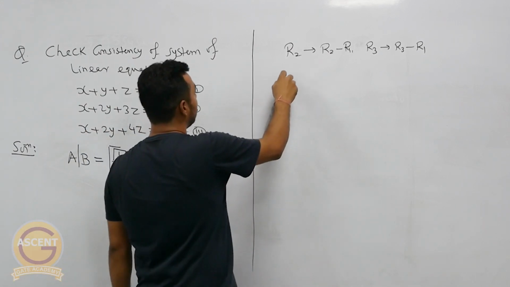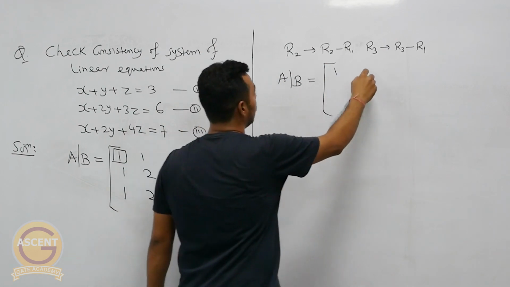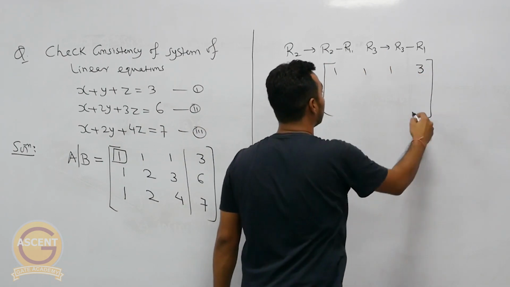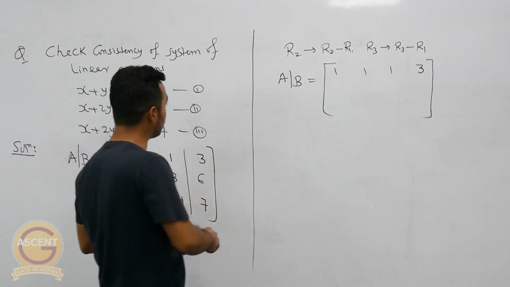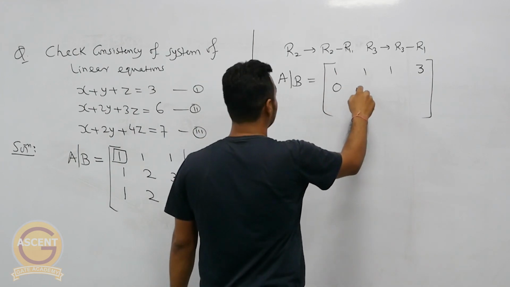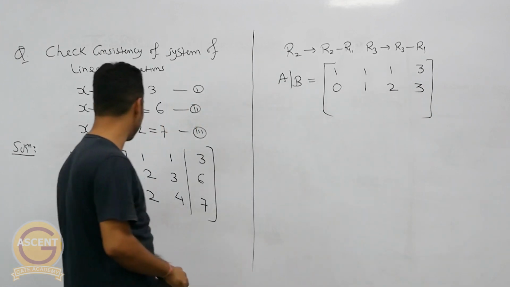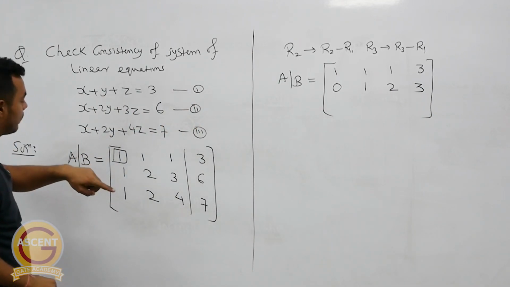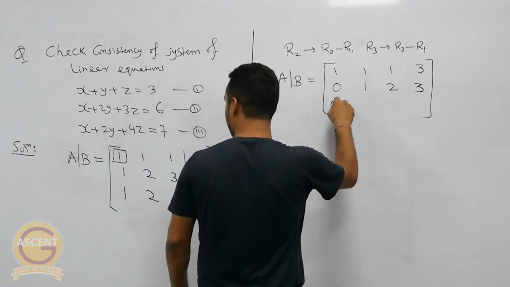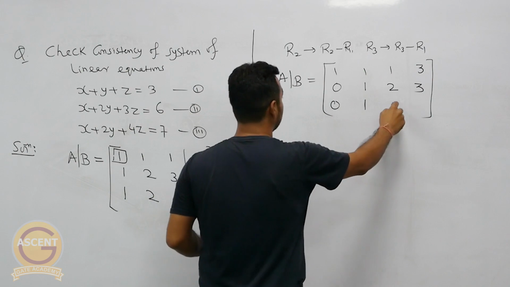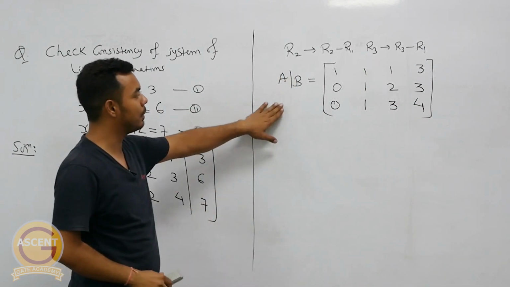So our augmented matrix A by B, our first row is 1, 1, 1, 3. Then our second row is second row minus first row. So this will be 1 minus 1, 0, 2 minus 1, 1, 3 minus 1, 2, and 6 minus 3, 3. And similarly, the third row is third row minus first row. So R3 is R3 minus R1. So I will get 1 minus 1, 0, 2 minus 1, 1, 4 minus 1, 3, 7 minus 3, 4. So this is our augmented matrix A by B.